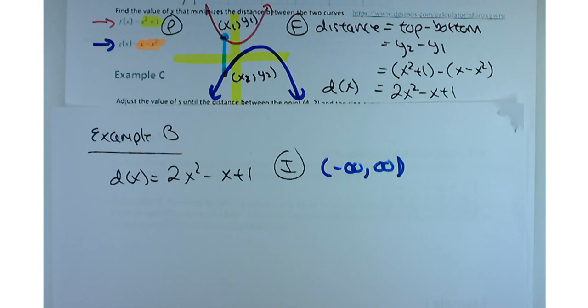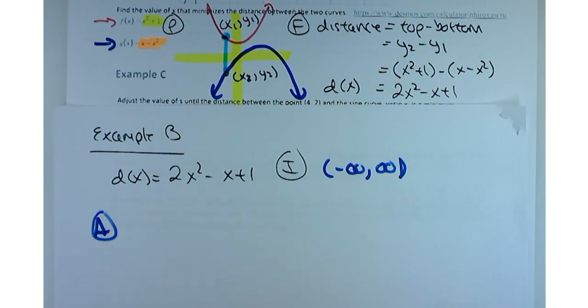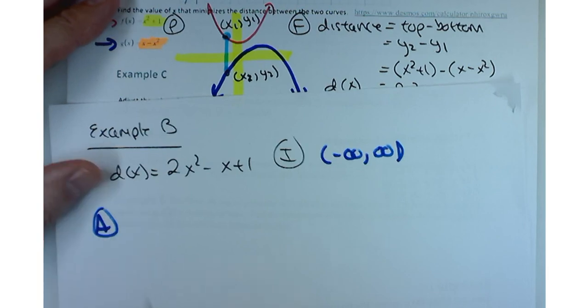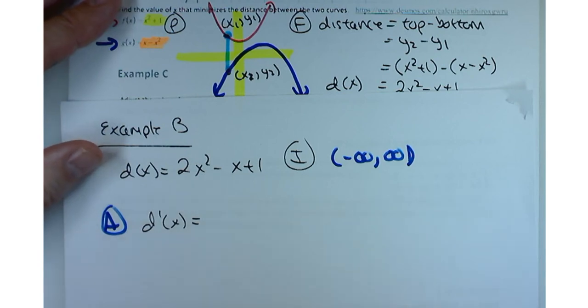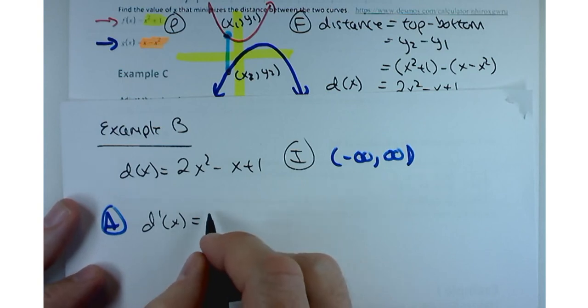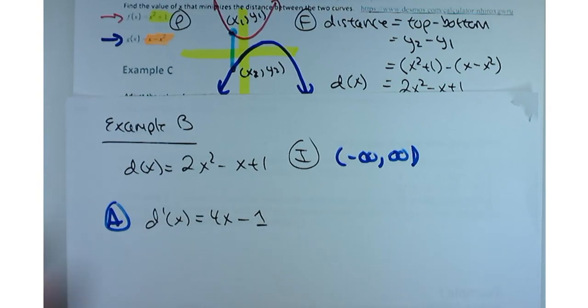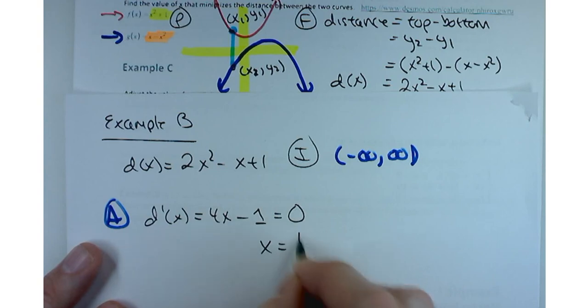Picture, function, interval, analysis. Let's work on the analysis part. Shreya, suggestions? What should I do here? I want to try and find the value of x that minimizes this function. Take the derivative. Yeah, take the derivative. So the derivative here, Julia, easy one for you, derivative. 4x minus 1. 4x minus 1, great. Let's set that equal to 0 and solve. That's going to be x equals 1/4.